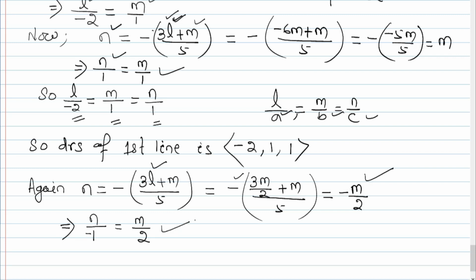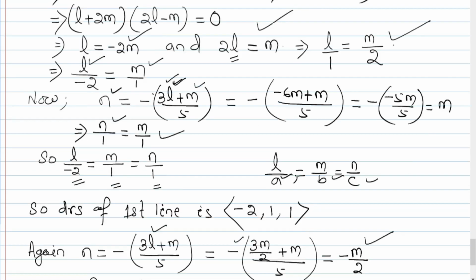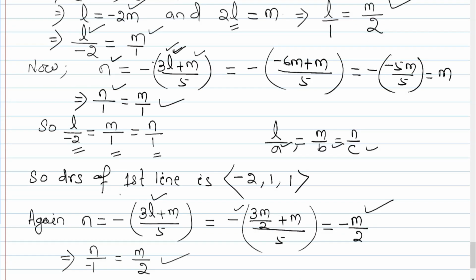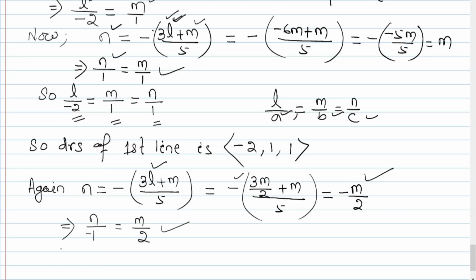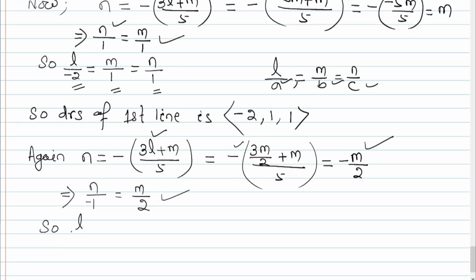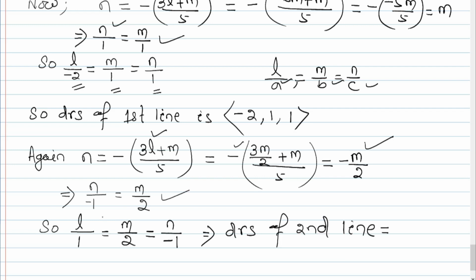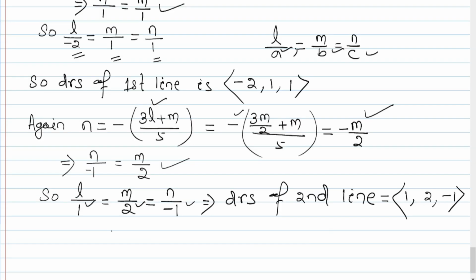You see this one, L by 1 is equal to m by 2. Here also n by minus 1 is equal to m by 2. So from this, L by 1 is equal to m by 2 is equal to n by minus 1. So that implies the DRs of the second line. The DRs of the second line is equal to how much? 1, 2, minus 1. So we get the DRs of both lines.